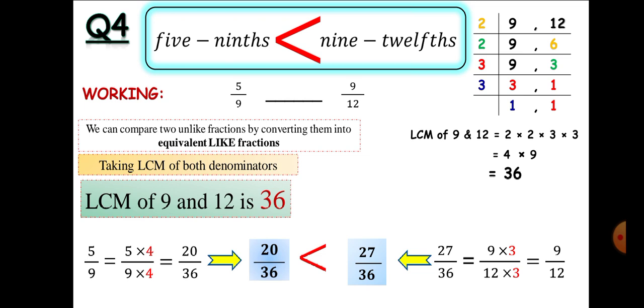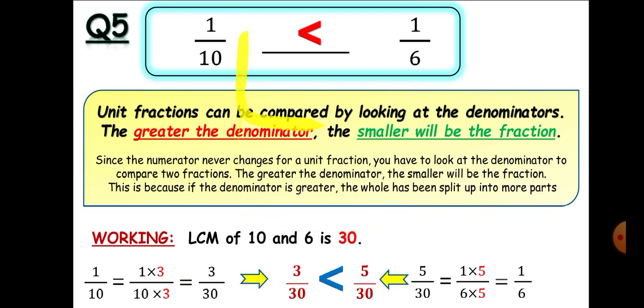Now here denominators are same, focus on the numerator, the one that has the greater numerator, the value is going to be greater. That means 27 is greater than 20, that means 27 over 36 is greater than 20 over 36, that means 9 over 12 is greater than 5 9ths. Okay, then we have 1 over 10 and 1 over 6.